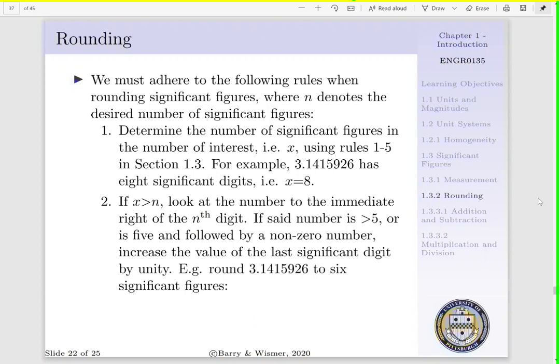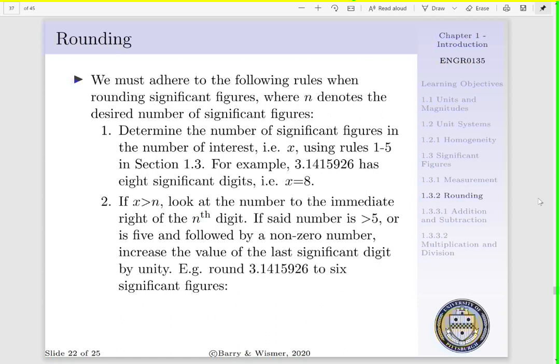Now, we have to talk about rounding of significant digits, and we will construct 4 rules that we have to adhere to when we desire rounding. Now, n is going to denote our desired number of significant figures or digits. First, we have to determine the number of significant figures in our number of interest, and we are going to denote this by the variable x, and we're going to use rules 1 through 5 in section 1.3.